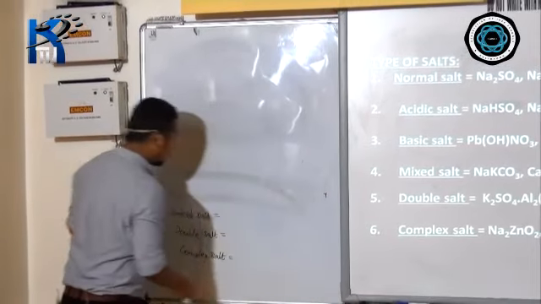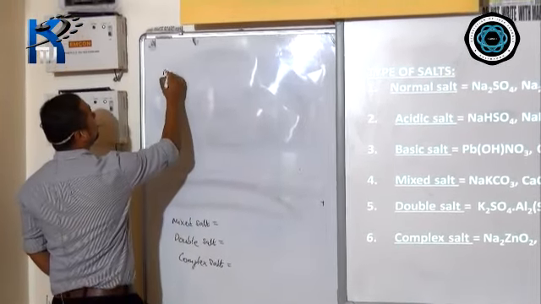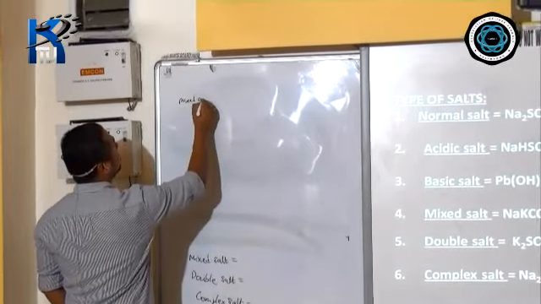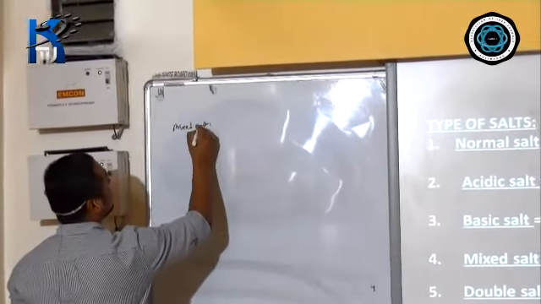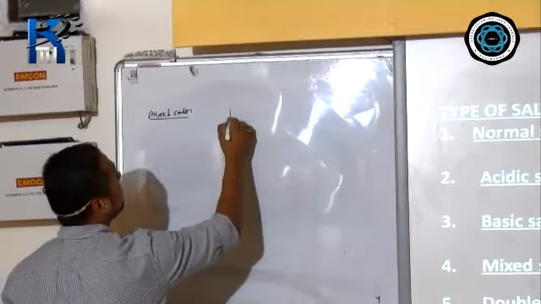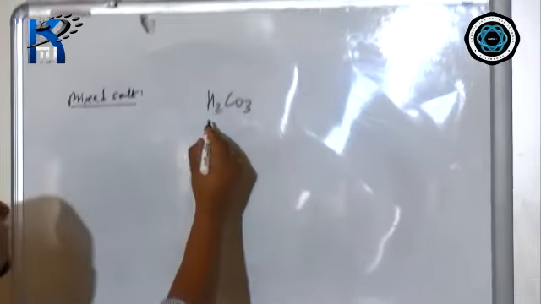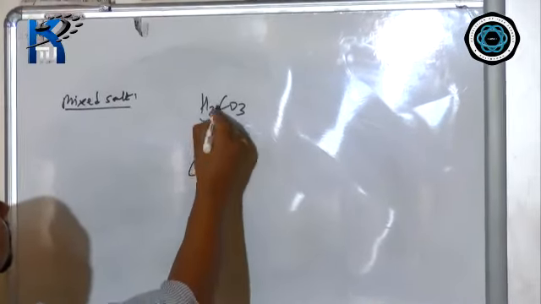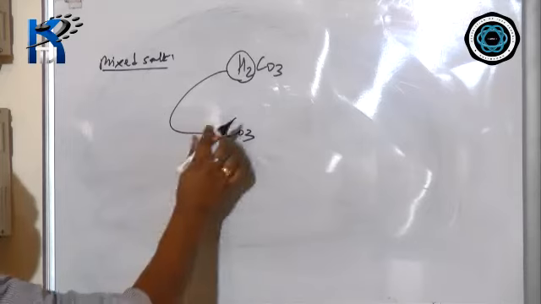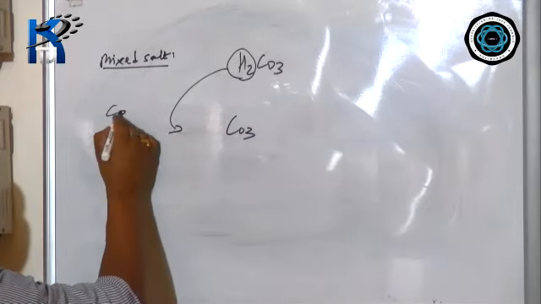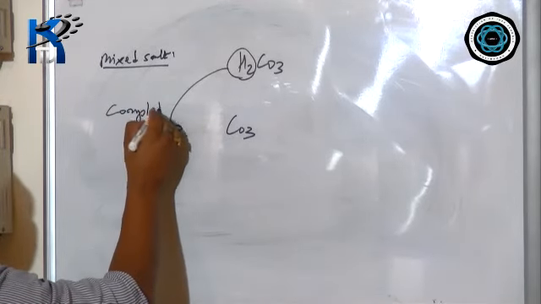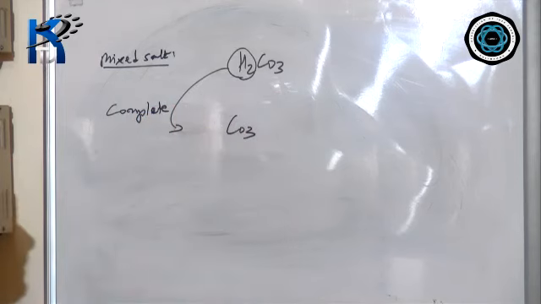Okay, now we go to the next topic called mixed salt, students. Mixed salt. Again, I am taking one example here. Let this be your carbonic acid. Now, again, I am replacing 2 hydrogen. So the replacement is again complete replacement. Again, the replacement of hydrogen ion of an acid is complete.